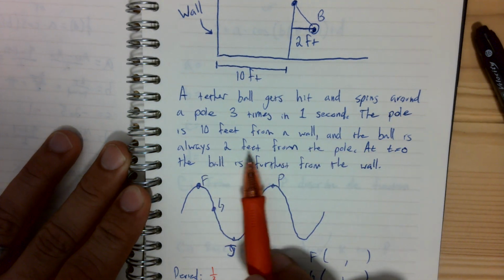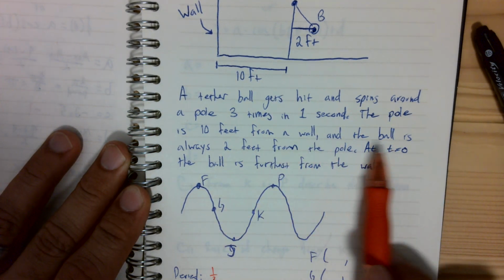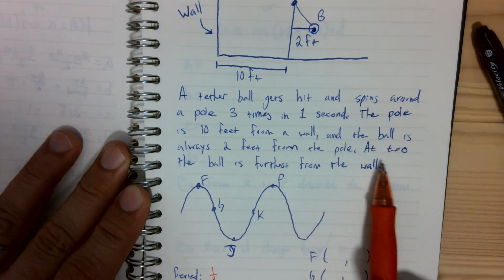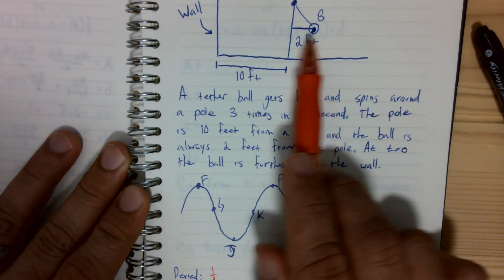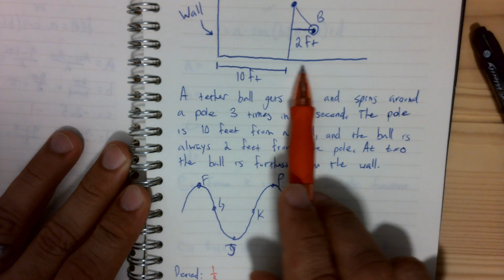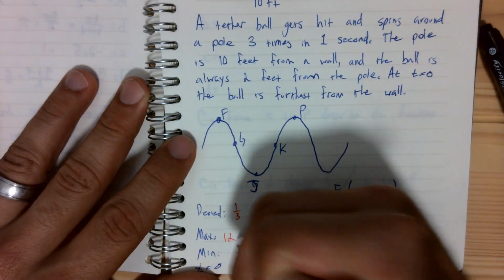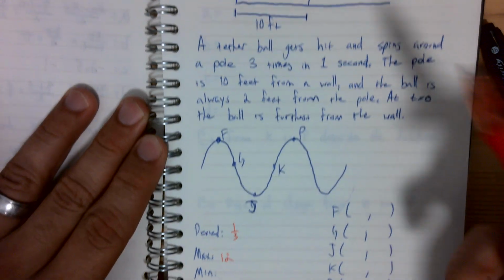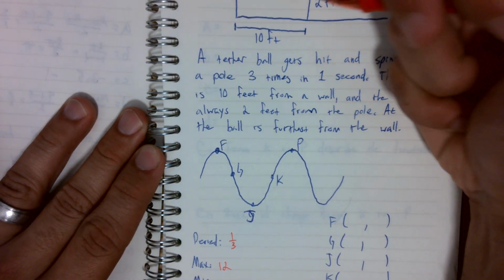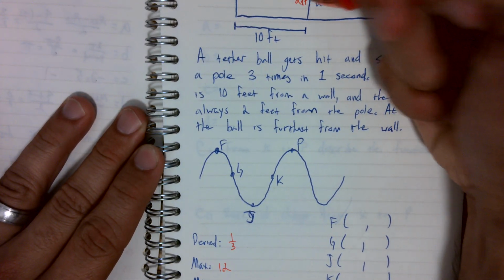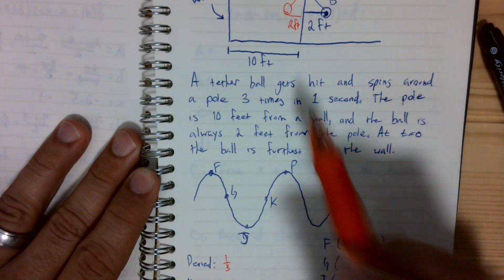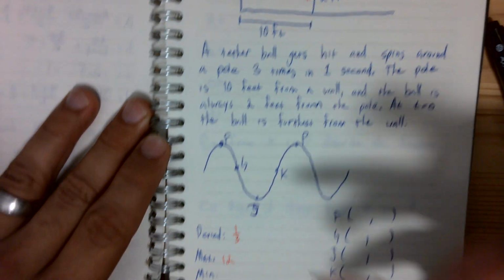Then it says the pole is 10 feet from the wall, we see here in the diagram, and the ball is 2 feet from the pole, always, right? It's always going to be 2 feet from the pole. So that means at the farthest distance from the wall, this would be 12 total feet. That's going to be our maximum for the question. And then if the ball happens to be over here, 2 feet now that way, that would be then 8 feet from the wall.